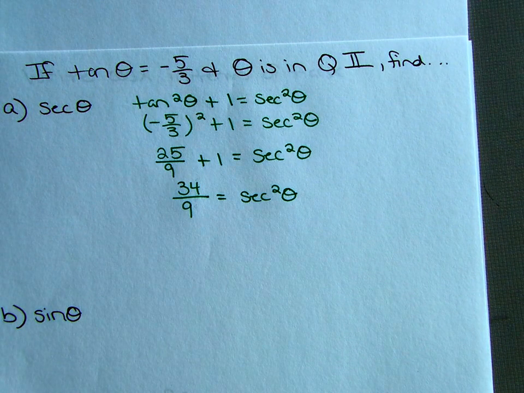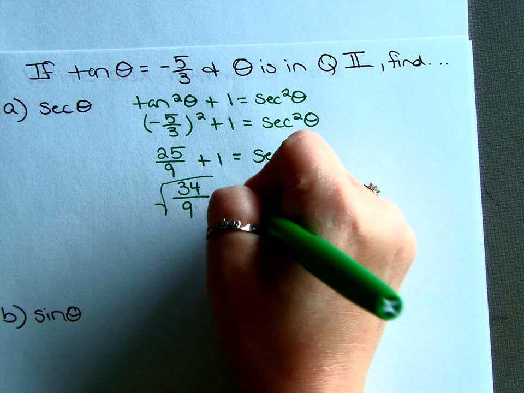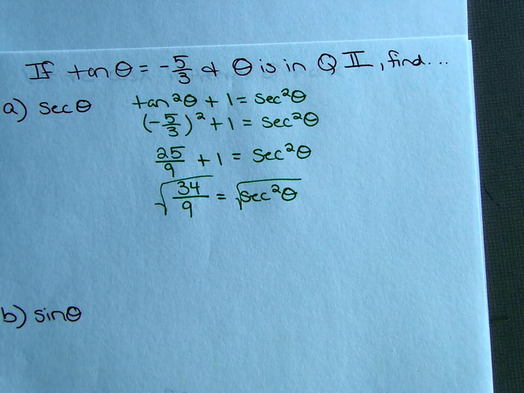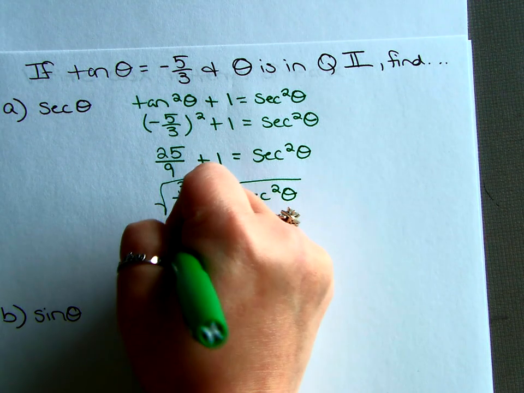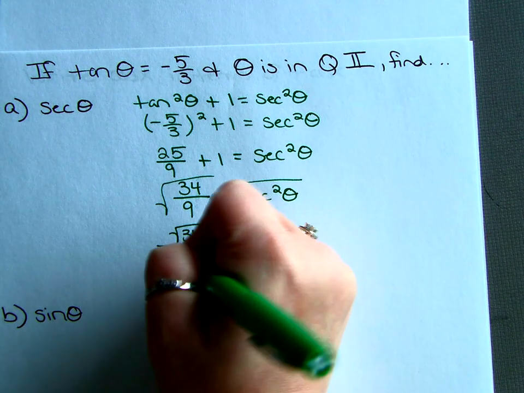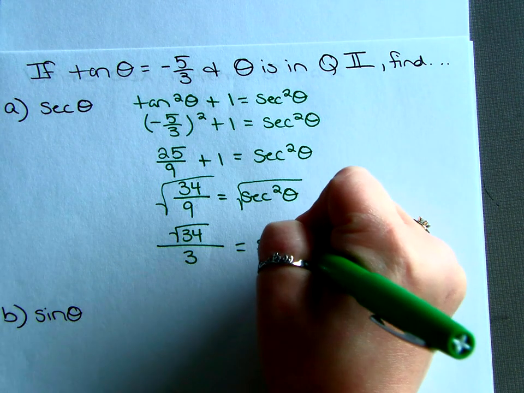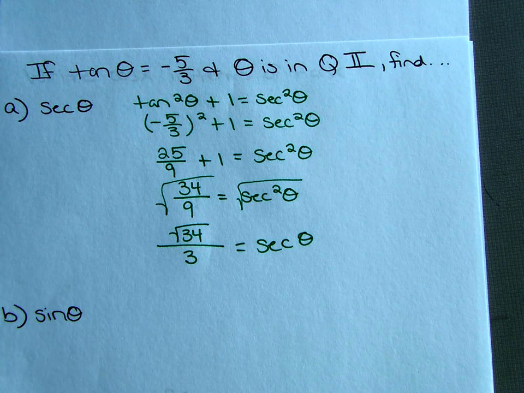So if 34/9 equals secant squared theta, how would I get just a secant? Yeah, you square root both sides. All of the rules that you have in algebra hold in trigonometry. We're not making up a whole new class of math. We're just doing it in a slightly different format. So to get rid of the square, you would square root both sides. 34 isn't a perfect square, but 9 is. So I have square root of 34 over 3 equals secant theta.